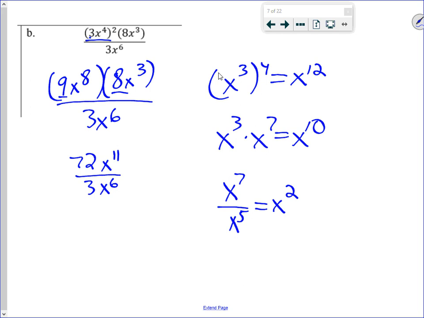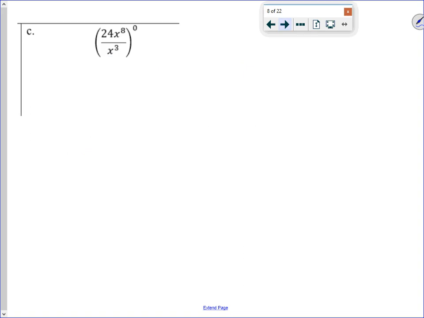3. Actually, you know what? I can't do that one in my head. Give me a calculator. It is 24x to the 5th. All right, so this is probably the easiest problem on the whole worksheet. There's a lot going on in here, but it doesn't matter because it's all raised to the 0 power, so the answer is 1.